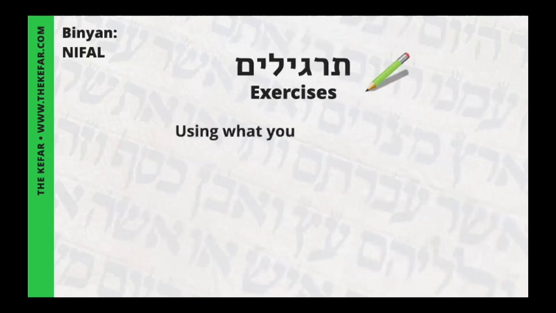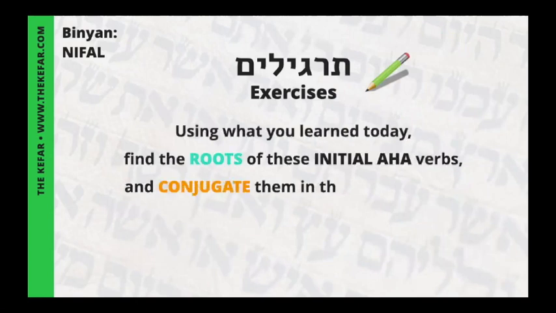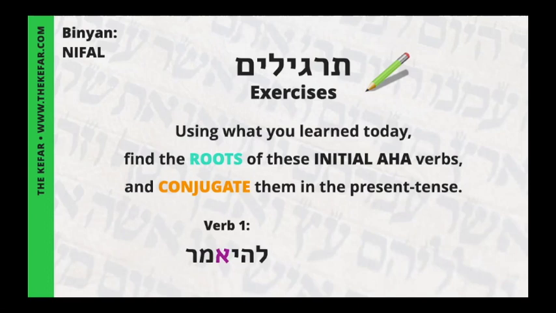So we are at the end of the lesson, and as always, I'm going to leave you with a couple of verbs to conjugate so you can practice this new initial aha pattern. So your first verb is lehe'amer, which is to be said. And the second verb is lehehares, which is to be destroyed or to be ruined.